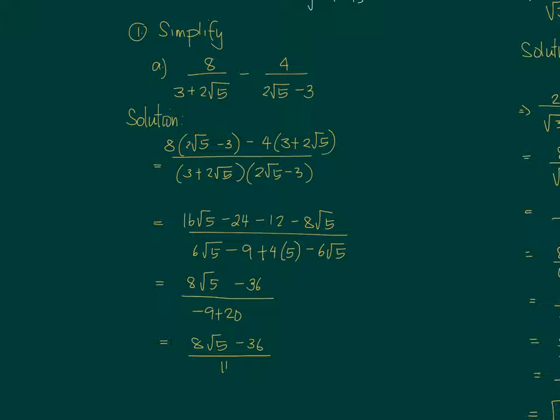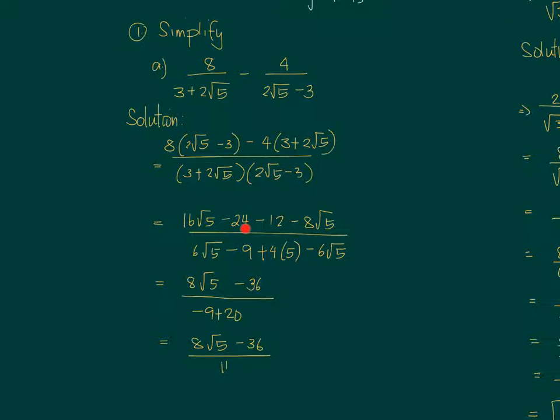That is why we get 16 square root of 5. And then we distribute 8 to 3, so you get 24. From the second group, we have 4 times 3, but there's a minus sign before it. So 4 times 3 is minus 12. Then 4 times 2 square root of 5 will be minus 8 square root of 5. Then try to combine radicals. So you have 16 square root of 5 and minus 8 square root of 5. So basically 16 minus 8 is 8 square root of 5.